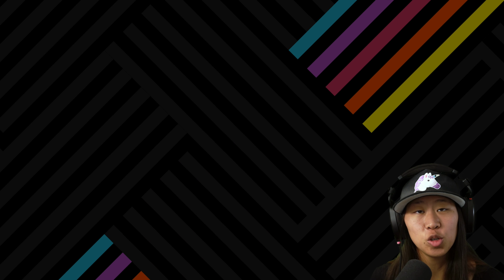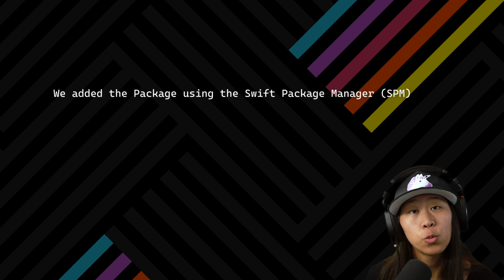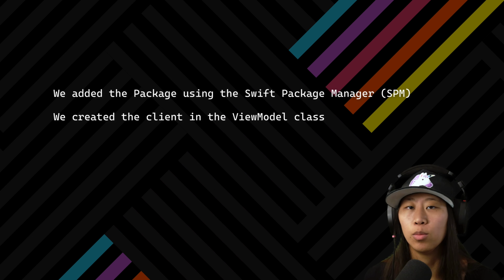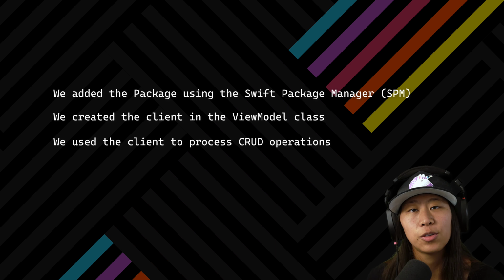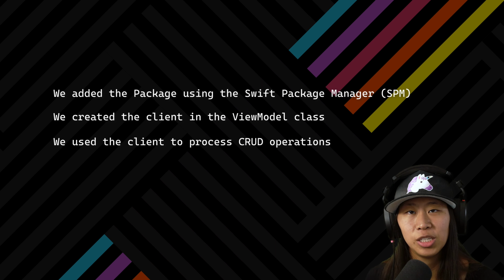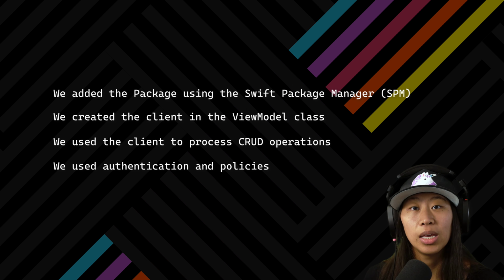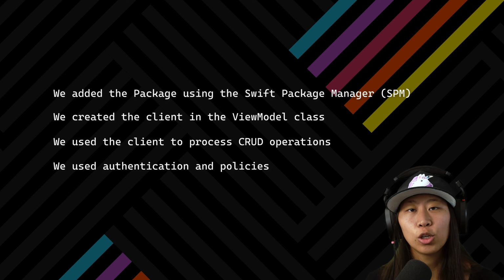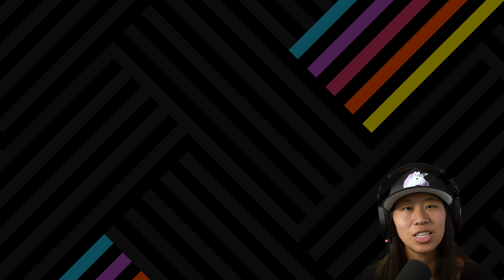This is how we integrate Supabase into our iOS app. We add the package using Swift Package Manager, we create the client in some kind of view model class that we have, and then we use that Supabase client for all of our different operations for create, read, update, and delete. We use the web interface for adding authentication, and we create new policies so that we can control what users have access to.